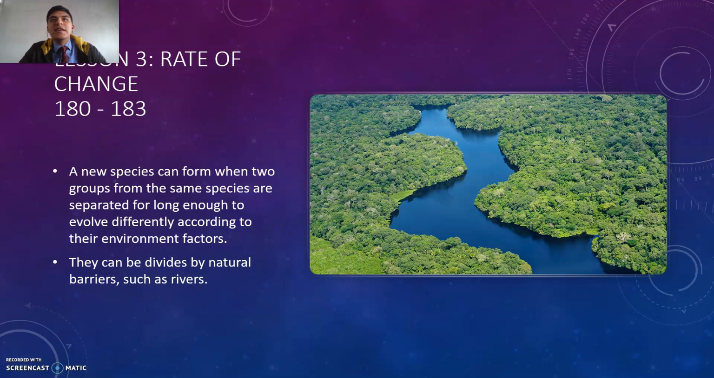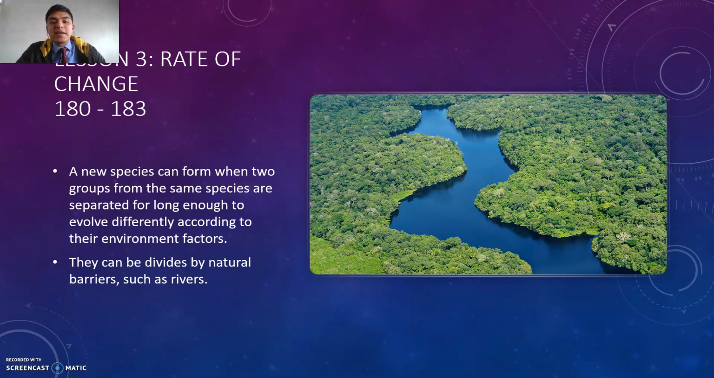So let's think about a population of squirrels. And we have a population of squirrels that live in this environment right here. But sometimes it happens that a group of squirrels actually moves to the other side of the river. So then it's the same species, but they are separated by a natural barrier, which will be, of course, the river. And what's going to happen over time?